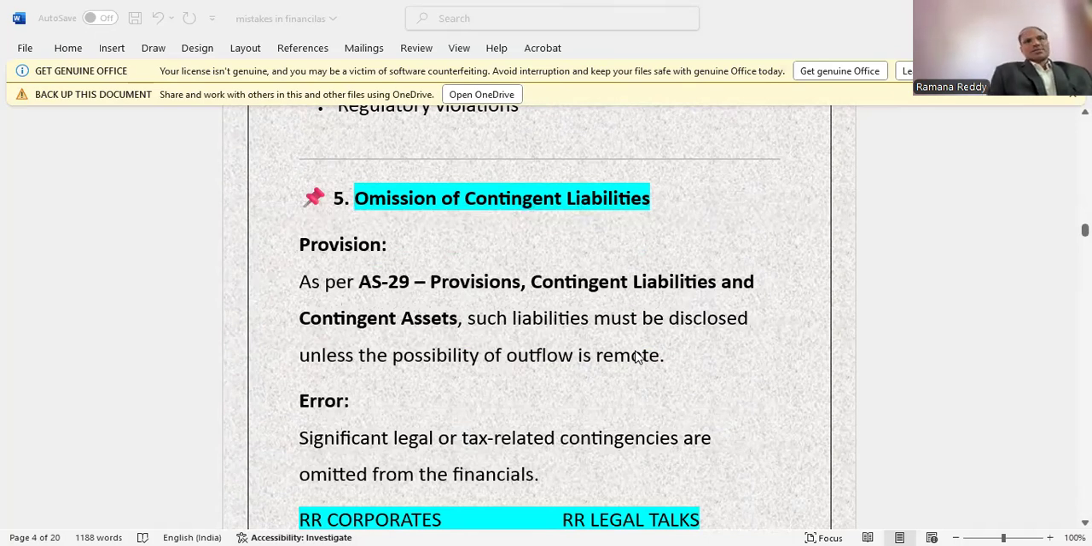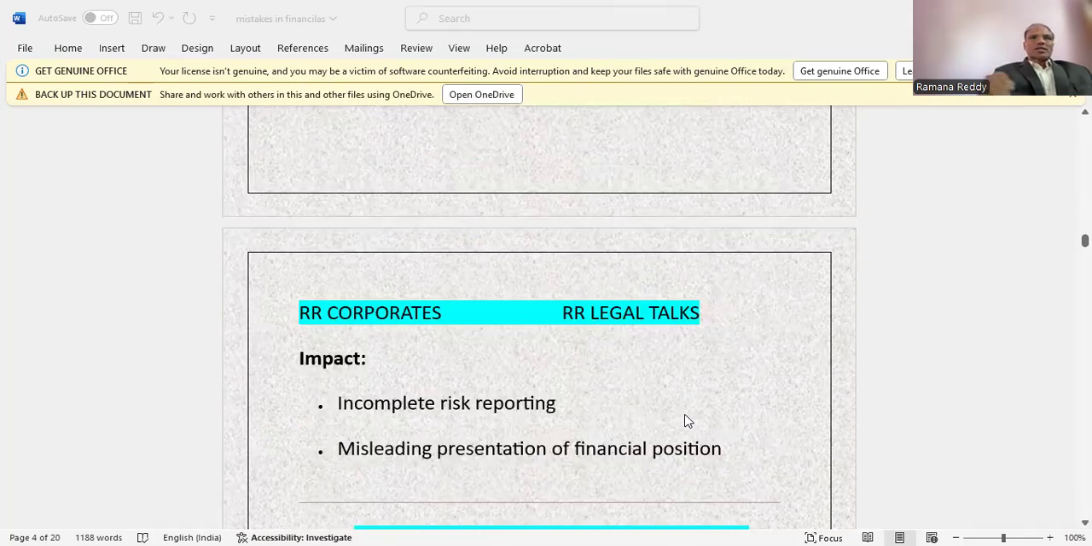Another error we'll see is the omission of contingent liabilities. As per AS29, the provisions on contingent liabilities and contingent assets, such liabilities must be disclosed unless the possibility of outflow is remote. The error is that significant legal or tax related contingencies are omitted from the financials. The impact would be incomplete risk reporting and a misleading presentation of financial position.